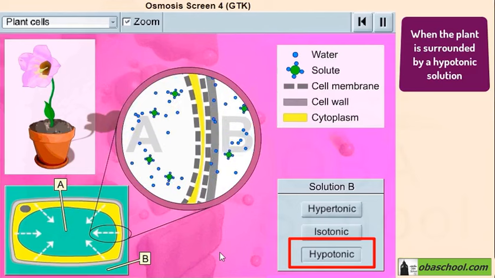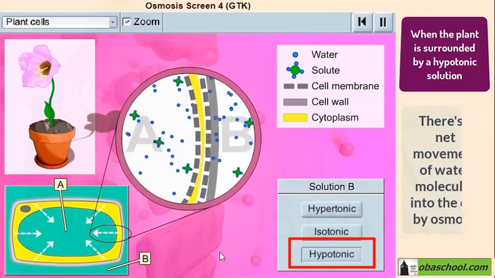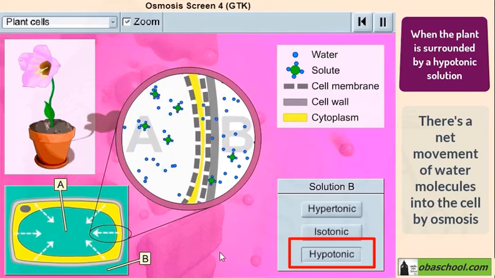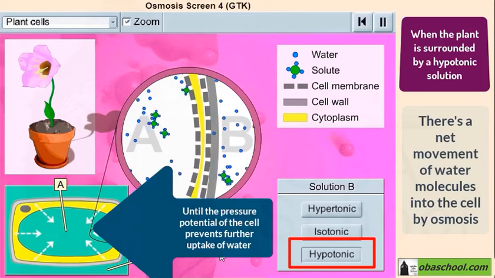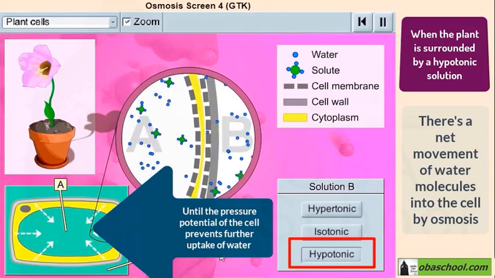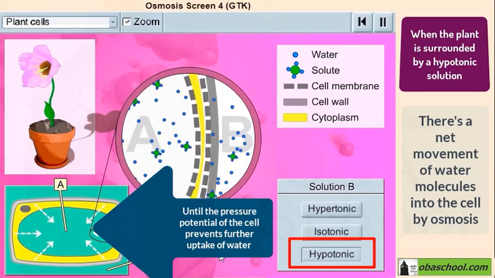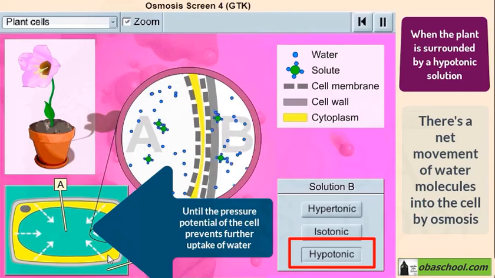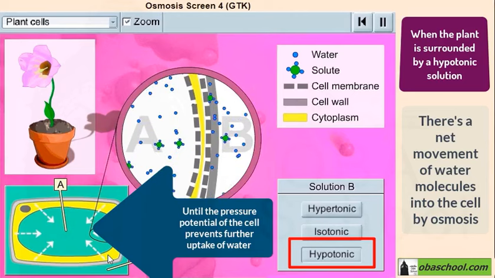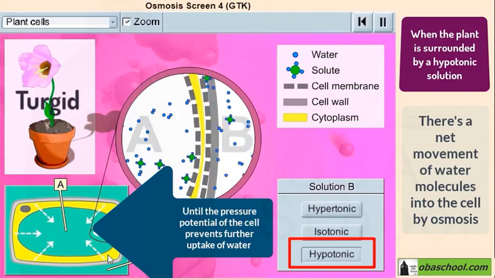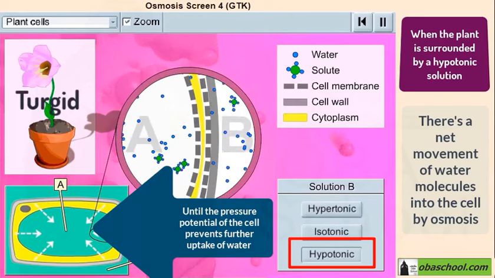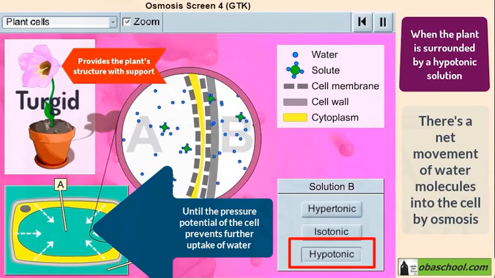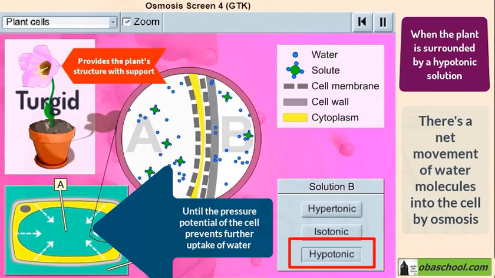Usually when the plant is surrounded by a hypotonic solution, there's a net movement of water molecules into the cell by osmosis. And this continues until the pressure potential of the cell prevents further uptake of water. So the cell is said to be turgid. And this turgidity provides the plant's structure with support.